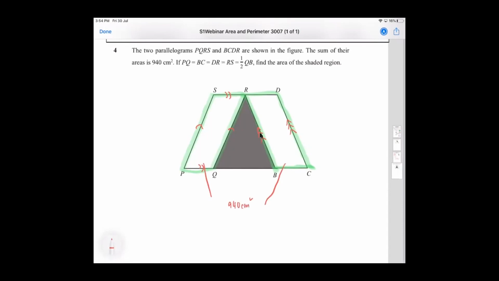If PQ equals BC equals DR equals RS equals half QB, that means if I let each of these be 1 unit, 1 unit, 1 unit, 1 unit, then QB has to be 2 units, because all these are half of QB. So QB will have to be 2 units. Find the area of the shaded region. They give you the parallelogram and then ask you to find the area of the triangle.